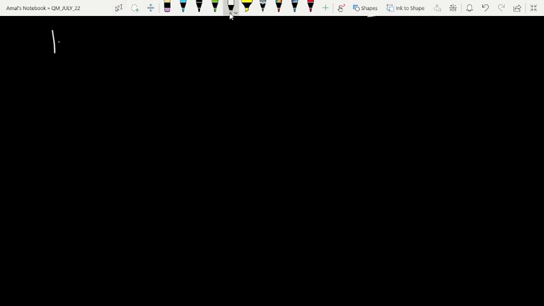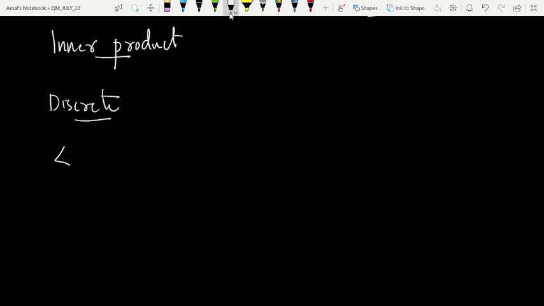Then we can find out the form of inner product in continuous basis. In the discrete case it was like this: inner product of some vector with another vector was the multiplication of the dual of that vector with the other vector. So inner product is a multiplication of the dual of a vector with another vector. Okay, so that is the inner product in the discrete case.